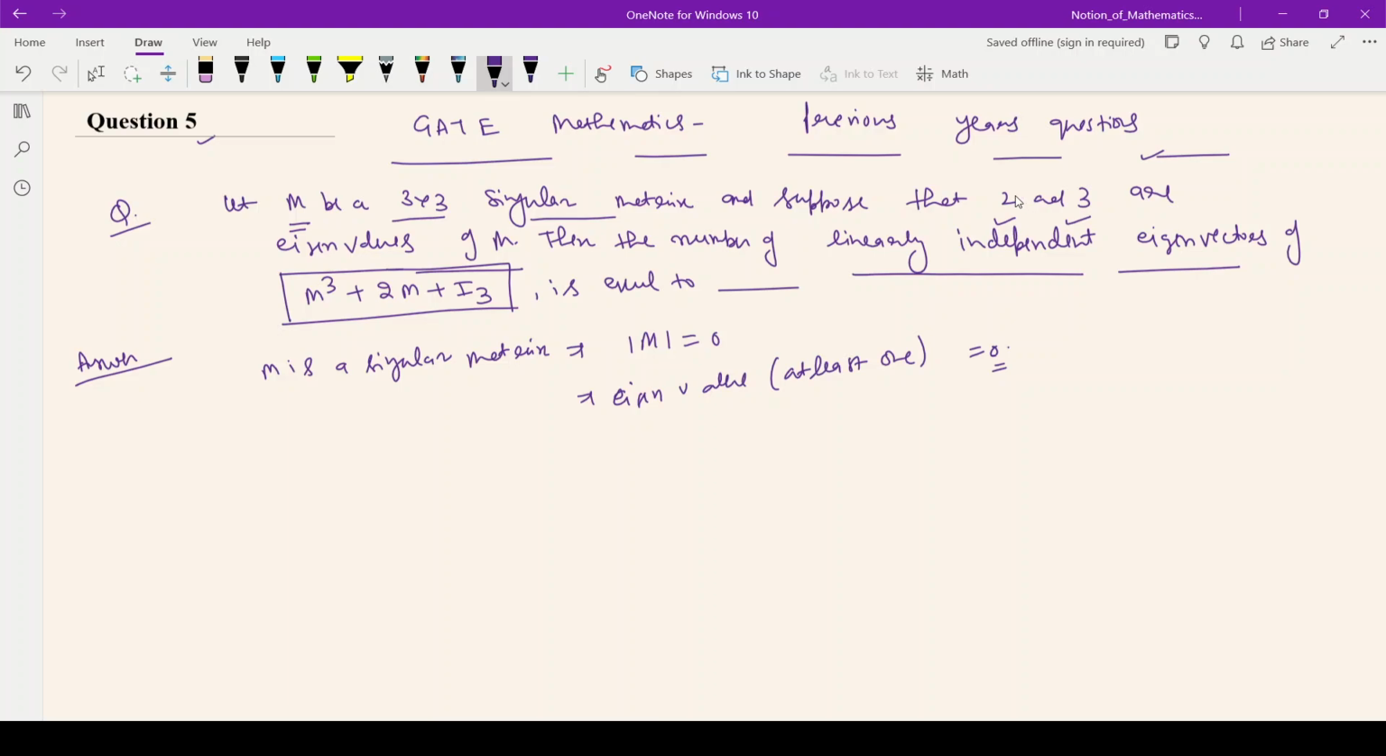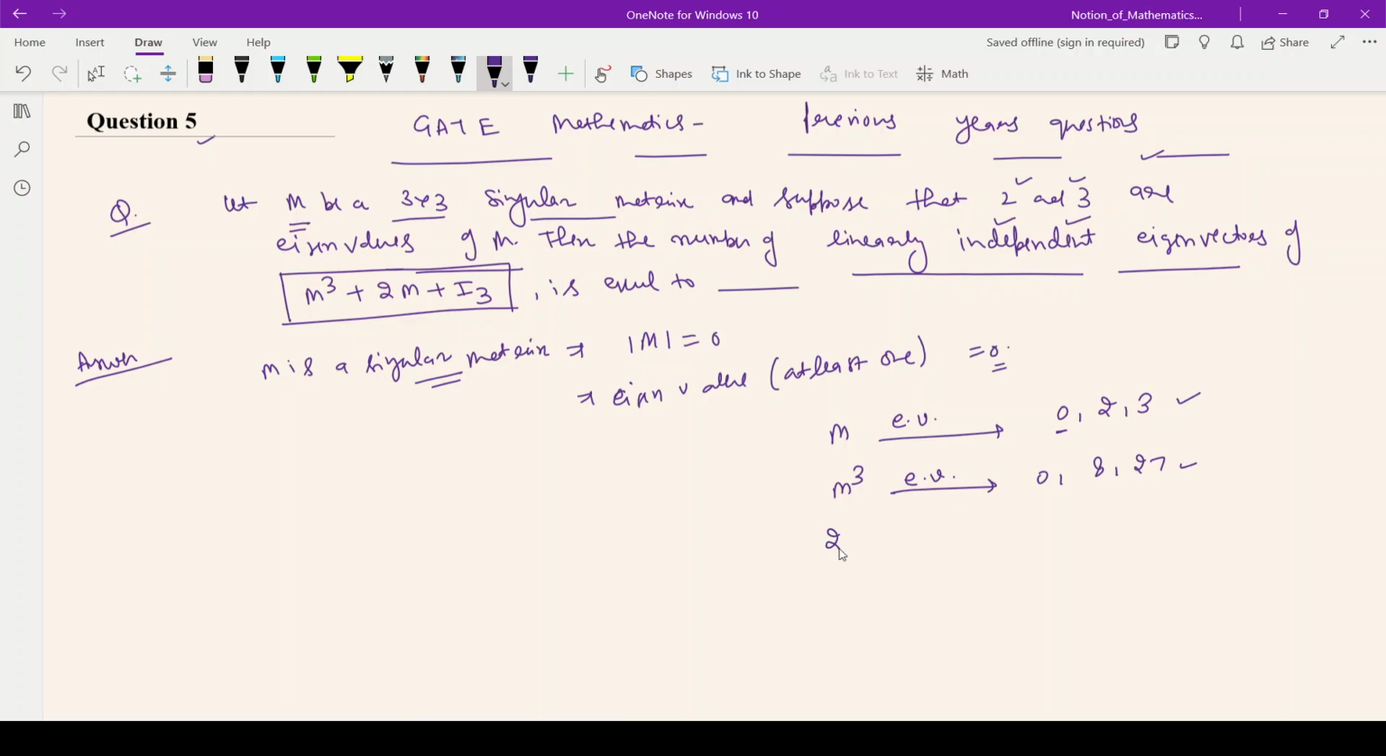Here in the question it is provided that 2 and 3 are already eigenvalues of matrix M. Since M is a 3 cross 3 matrix, the set of eigenvalues will be 0, 2 and 3. Why is 0 an eigenvalue? Because M is a singular matrix. So now, if the eigenvalues of M are 0, 2 and 3, the eigenvalues of M cube will be 0, 8 and 27.